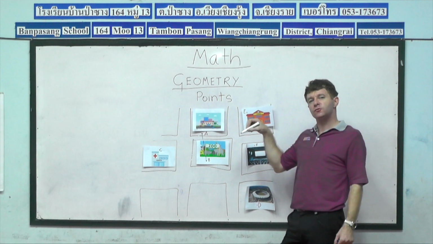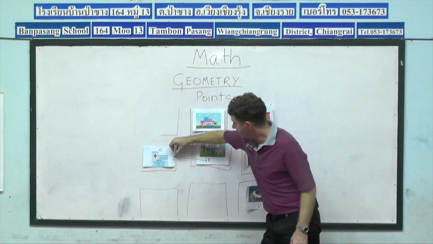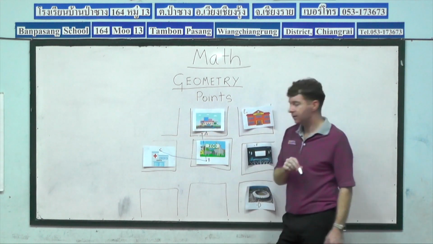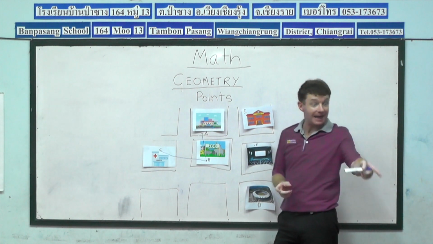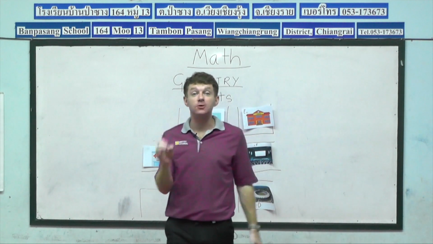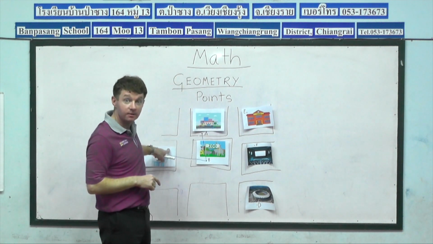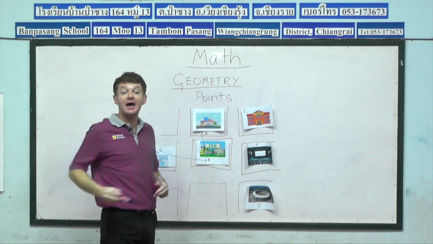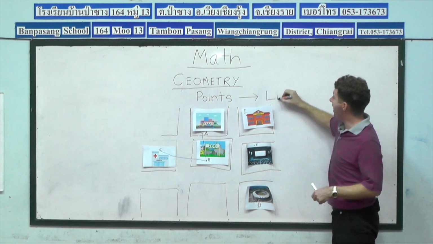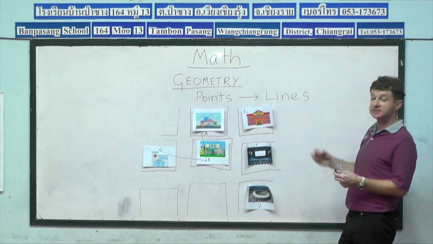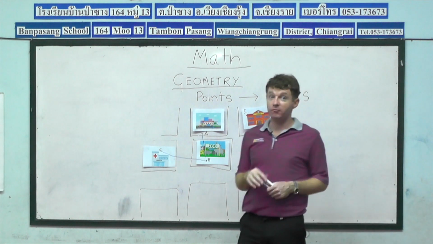But then, if I need to join point B with point C, I would have to do this. What am I drawing, guys? Lines. Excellent. The next thing in geometry we're going to look at is lines. We have to look how we can join our points together with lines. So let's spell lines together, guys. L-I-N-E-S. All together, lines.